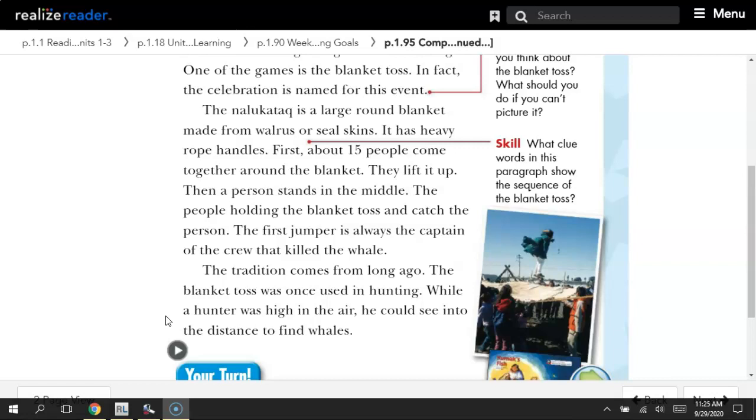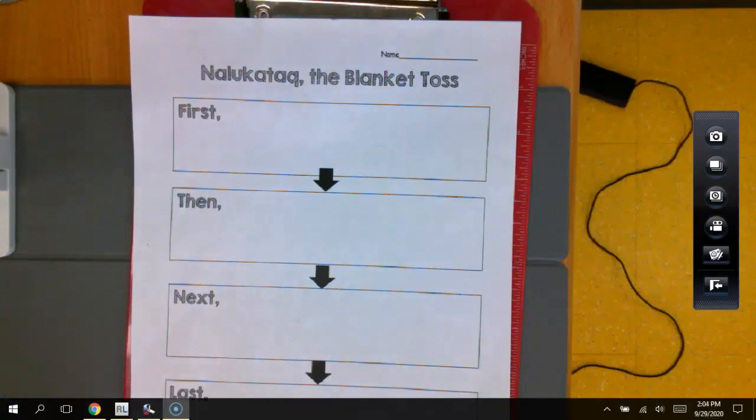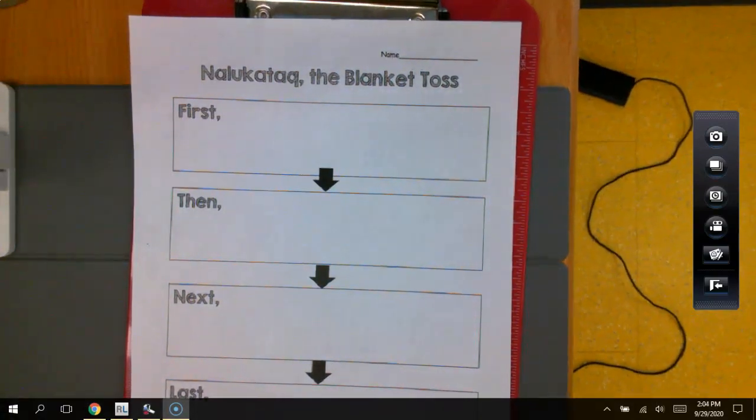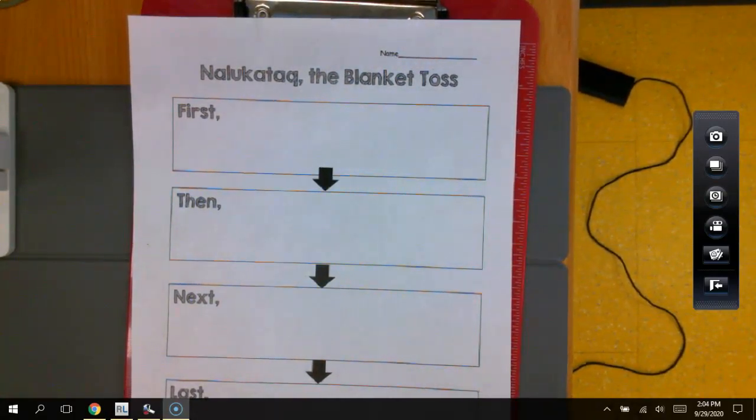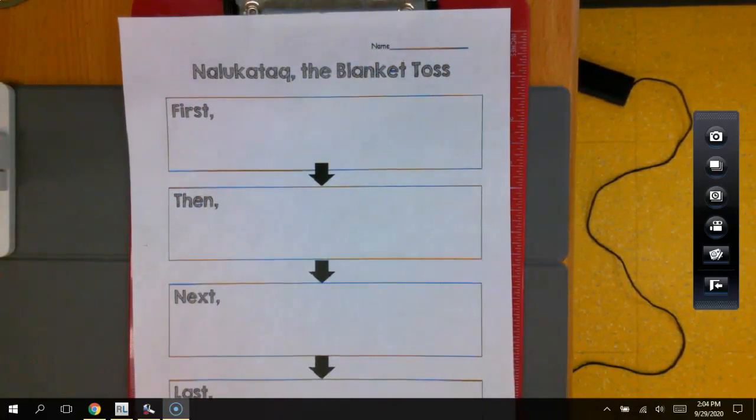What I want you to do now is get out your scrap paper and pencil. So go ahead and pause the video and get that out now. Okay, boys and girls, we have our scrap piece of paper and a pencil if you're at home. If you're at school, you might have a paper that looks like this, Nalukataq, the Blanket Toss. Now, we used our visualization in the story when we visualized how they did the blanket toss. Now, we're also going to put that into sequence.